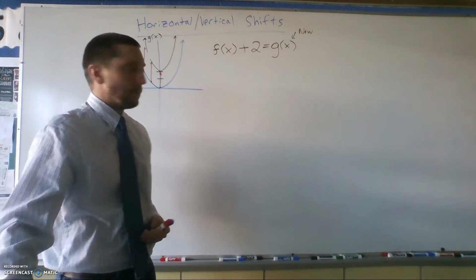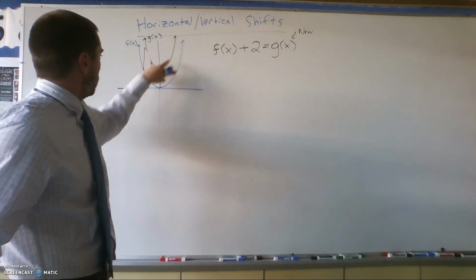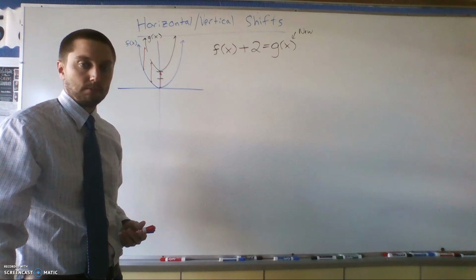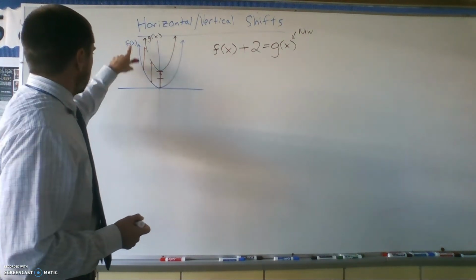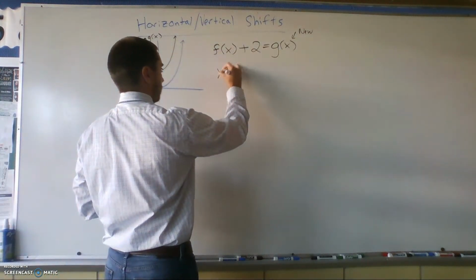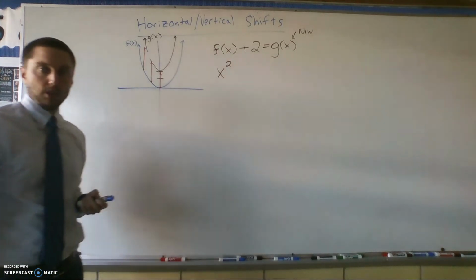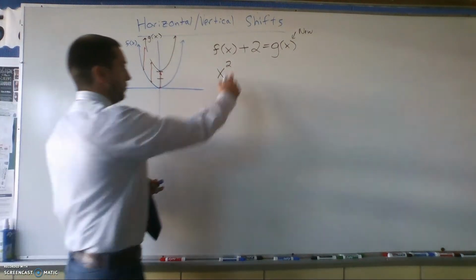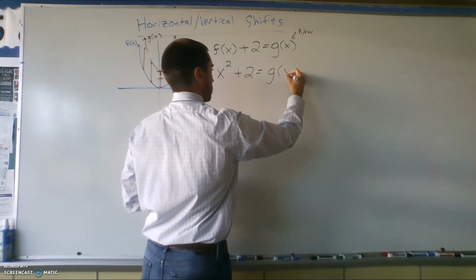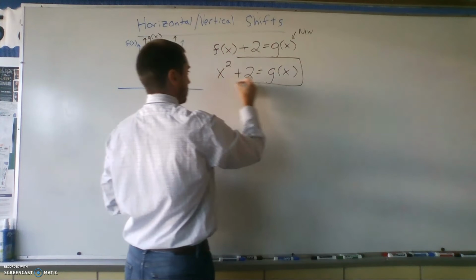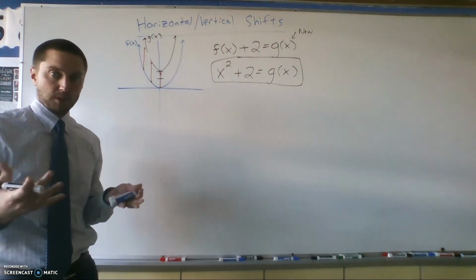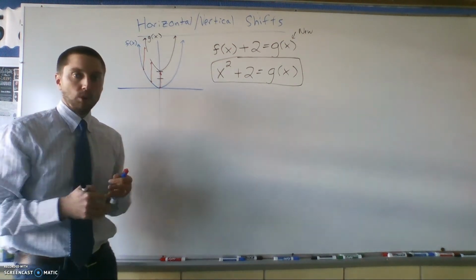Okay, so I want you to take a second, I want you to think about what is going to be this new equation for g of x. So what do we think? Well, what was f of x? f of x was this parabola here, and hopefully we're getting the hang of our parent functions. That was x squared. So f of x is equal to x squared, and then we said we add 2, and then we get our new function, g of x. And so this is my new equation for g of x. So g of x is x squared plus 2.